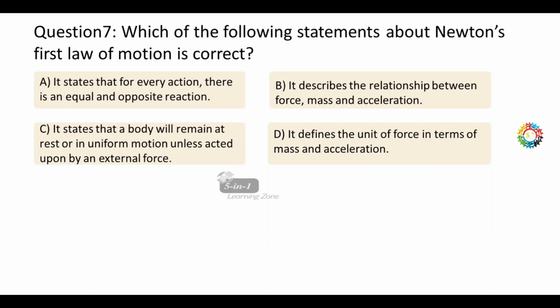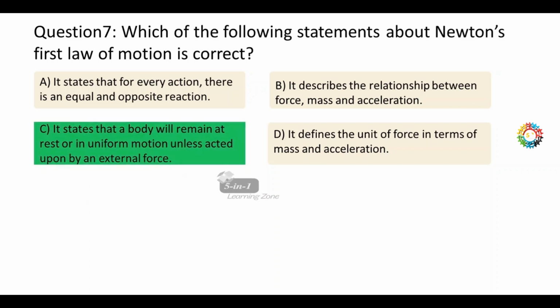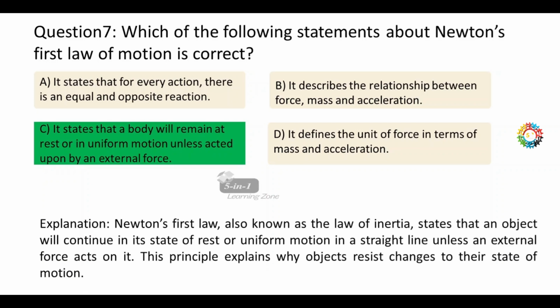Question 7. Which of the following statements about Newton's first law of motion is correct? Answer. C. It states that a body will remain at rest or in uniform motion unless acted upon by an external force. Explanation. Newton's first law, also known as the law of inertia, states that an object will continue in its state of rest or uniform motion in a straight line unless an external force acts on it. This principle explains why objects resist changes to their state of motion.